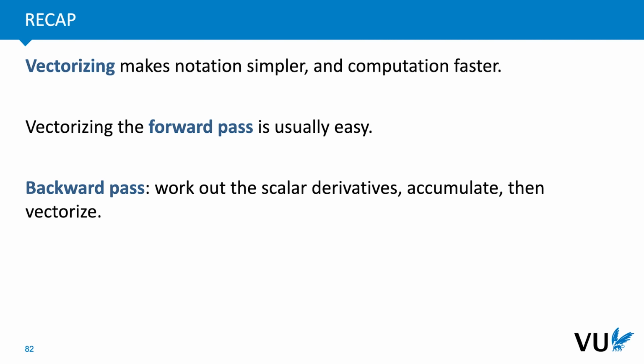It makes notation simpler and computation faster. Vectorizing the forward pass is usually very easy, and for vectorizing the backward pass for a given network, there is a standard recipe. We work out the scalar derivatives, accumulate using derivatives we have already worked out for the upstream part of our network, and then vectorize once we have the solution in terms of our scalars.